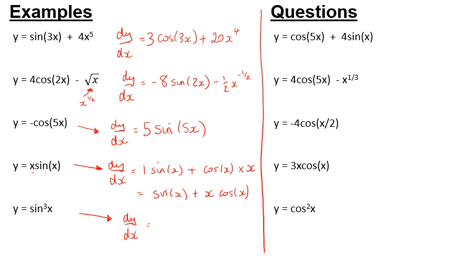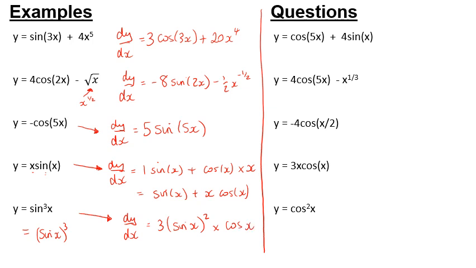Right, for the last one, I would rewrite this question. Instead of sine cubed of x, remember that this is the same as sine of x, all cubed. So just like when we did brackets with powers, if you want to differentiate this, you can bring the power down in the front, then you take one off the power, and then you times by the differential of the bracket.